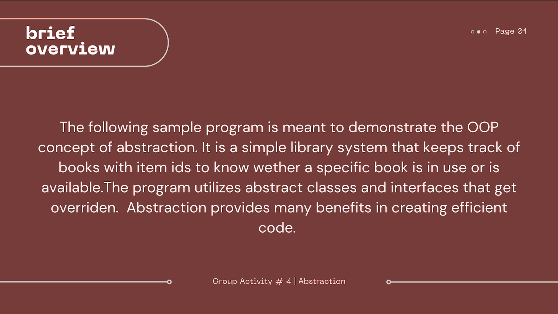So here we have the brief overview. The following sample program is meant to demonstrate the OOP concept of abstraction. It is a simple library system that keeps track of books with item IDs to know whether a specific book is in use or is available. The program utilizes abstract classes and interfaces that get overridden. Abstraction provides many benefits in creating efficient code.